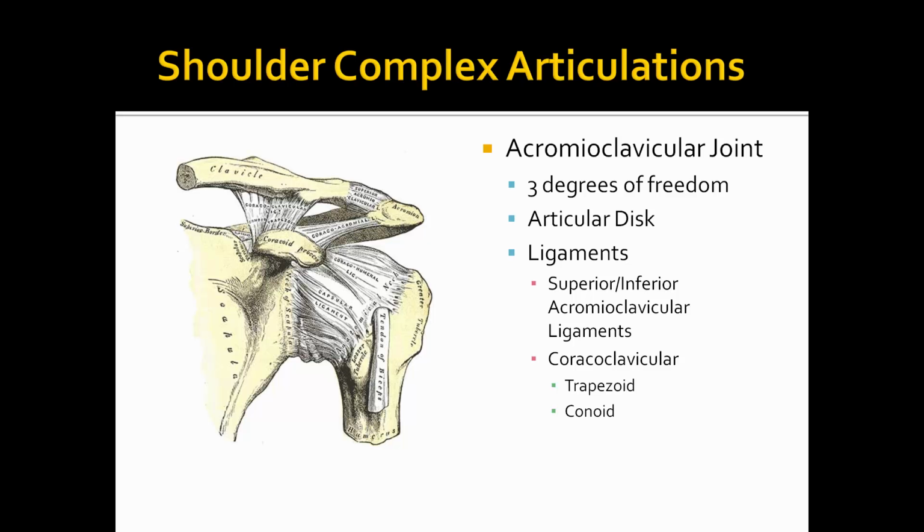We got the AC joint, which we talked about briefly already, the acromioclavicular joint. It's made up of the acromion and the clavicle. Pretty simple to break down the name here. Again, there's an articular disc in between. It's right up in here. You have superior and inferior AC ligaments. Pretty simple. Superior is the one on top, inferior is the one on the bottom.